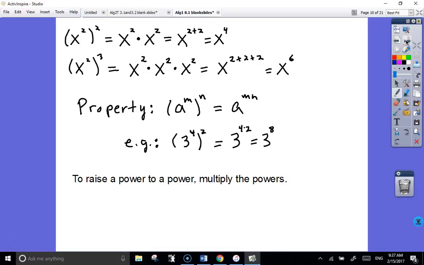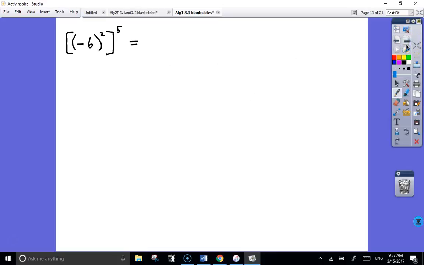Okay, thank you. So again, what's this one? Negative 6 squared to the 5th. Okay, so multiply the exponents. That'll be negative 6 to the 10th. Right, multiply.